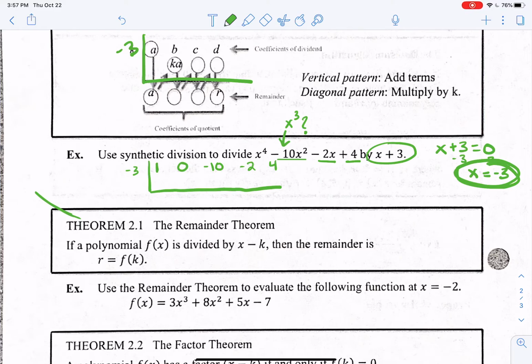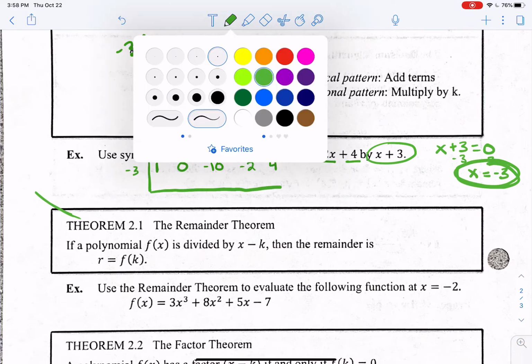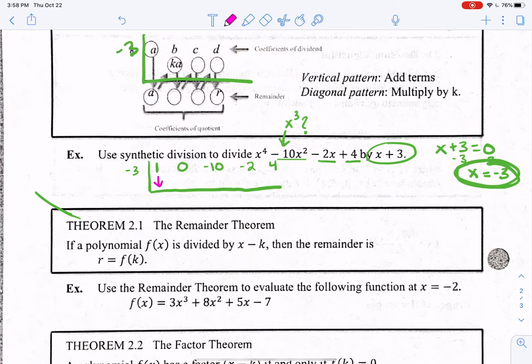So you want to space those out evenly enough so that it doesn't look like they're all running together. Just leave spaces in between those numbers, okay? And then here's the steps for synthetic division. The first number we drop down, it is a 1, okay?